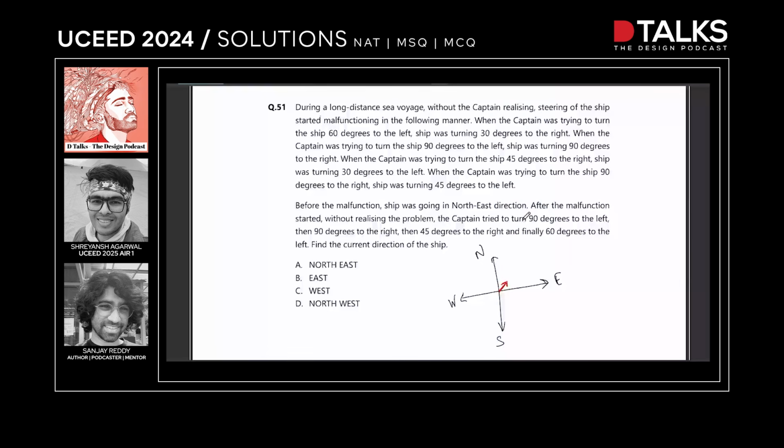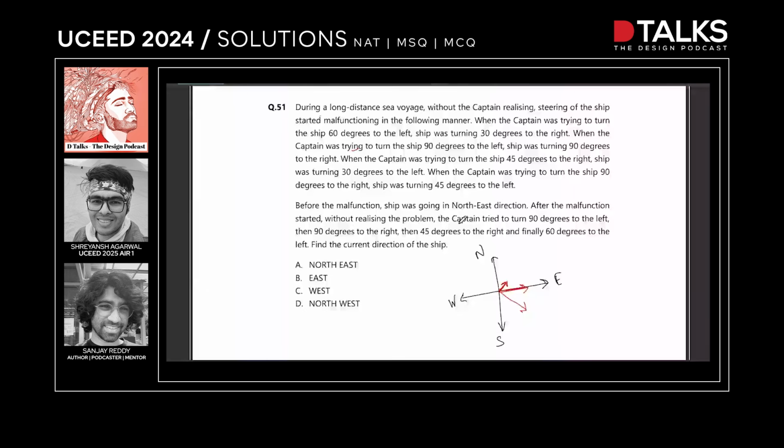After the malfunction started, the captain tried to turn 90 degrees to the left. So for 90 degrees to the left, the ship was turning 90 degrees to the right. That means it's going to be like this now, in the southeast direction. After the first turn, it tried turning 90 degrees to the right. When the captain was trying to turn the ship 90 degrees to the right, the ship was turning 45 degrees to the left. That means now it's in the east direction.